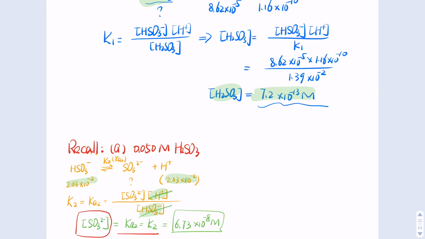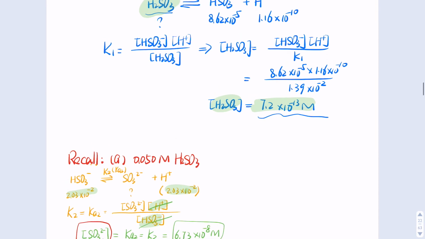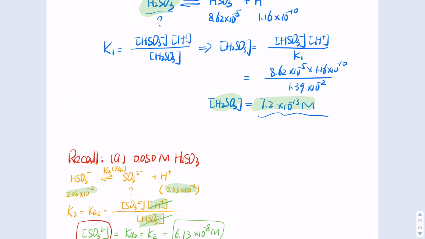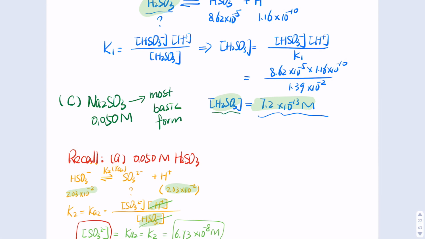Okay, so we just finished calculating the concentration of H2SO3, which is 7.2 times 10 to the power negative 13 molar. Again, we're dealing with situation C, where we had Na2SO3, which is 0.05 molar. This is our most basic form, right? So that's the situation. And now we're trying to calculate H2SO3, the most acidic form, but over here we have a very little amount, that's what we assumed. And then we did the calculation, it fits our assumption, okay?